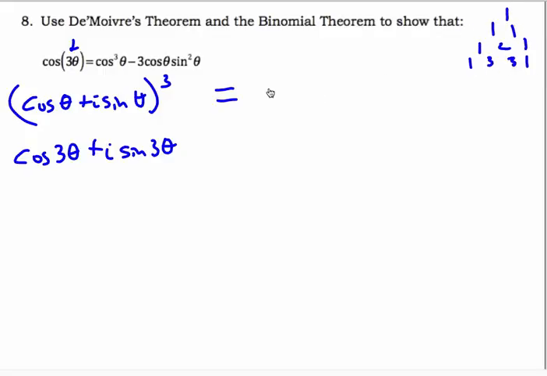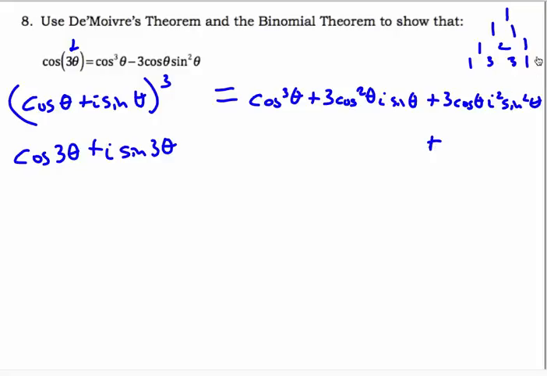and let me just write this out. So if we expand using the binomial theorem, we're going to have cosine cubed theta plus 3 cosine squared theta i sine theta plus 3 cosine theta i squared sine squared theta plus i cubed sine cubed theta.